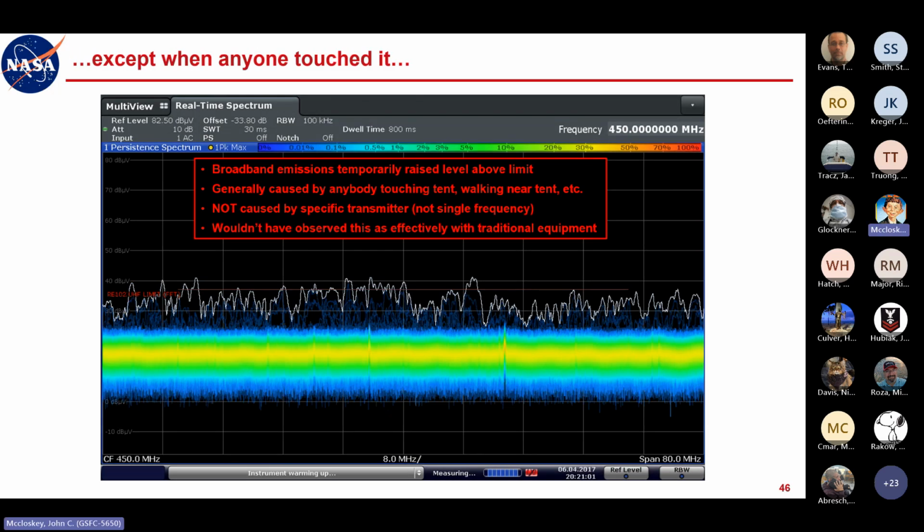When anybody walked near, or especially if they touched the tent or came anywhere close to it, you would see what were clearly these ESD type events, and that would generate broadband emissions that would temporarily raise the level above the limit.